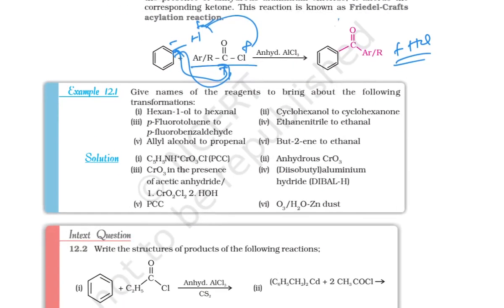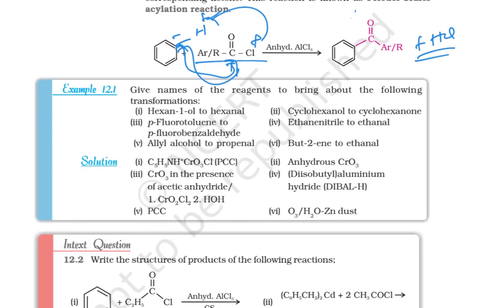Right. Next, what is the reagent we are using in order to form the product? The first one, alcohol converted into aldehyde, we have to use an oxidizing agent. That is pyridinium chlorochromate. Next one is cyclohexanol becoming cyclohexanone. So here alcohol to ketone. What is the reagent we have to use? Anhydrous CrO3, that is chromic oxide.